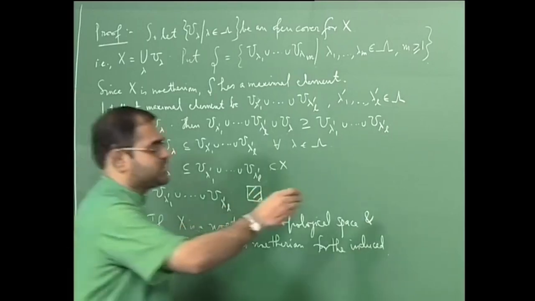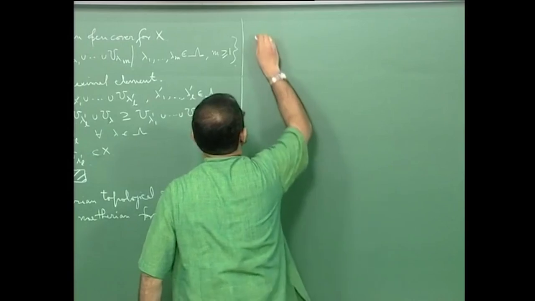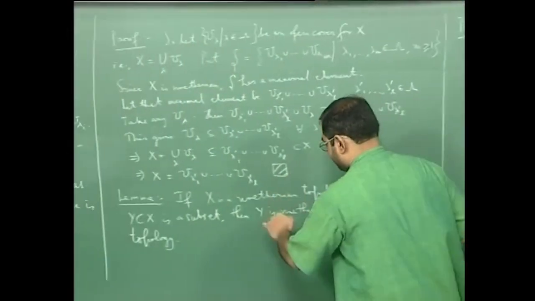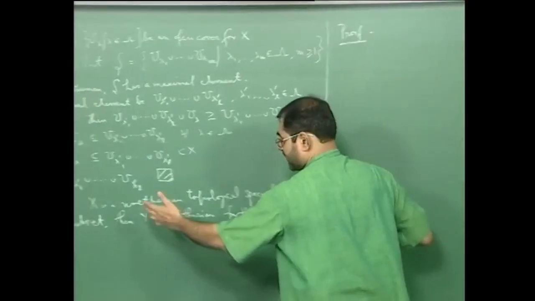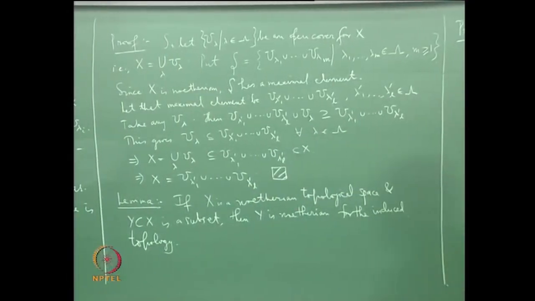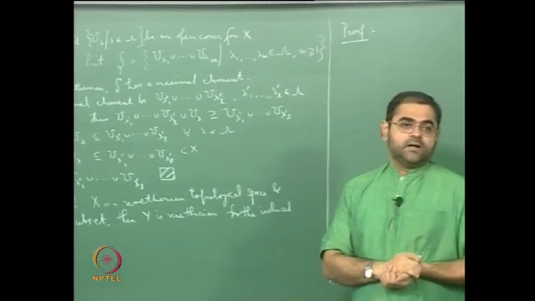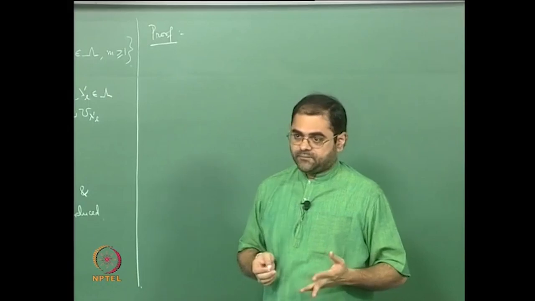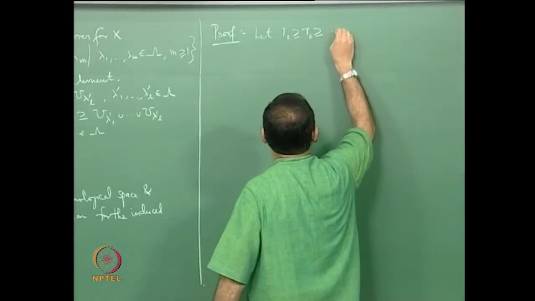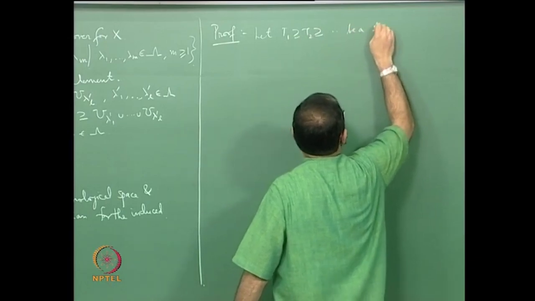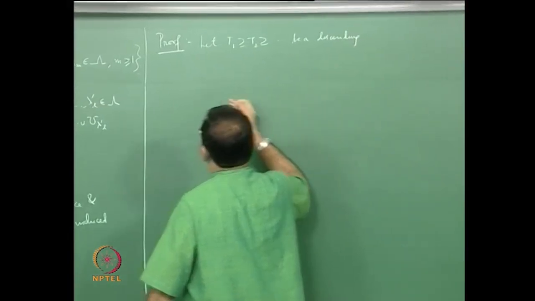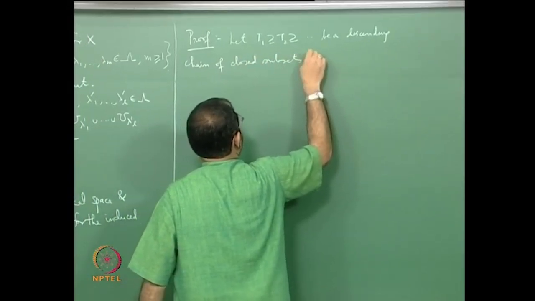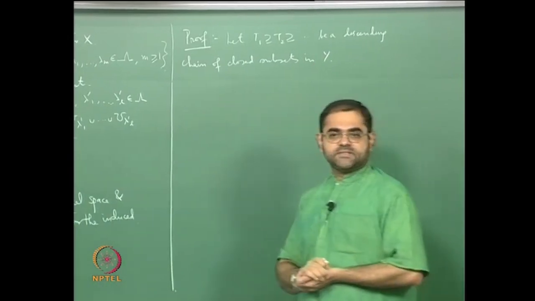So the proof of that is also pretty easy. So proof. So you know, Y is a subset of X. I know that capital X is Noetherian. I have to show that capital Y is Noetherian. So what I'll have to do is for Y, I'll have to verify DCC for closed sets. Okay. So what do I do? I take a descending chain of closed sets in Y. Let T1 containing T2 and so on be a descending chain of closed sets in Y, okay.